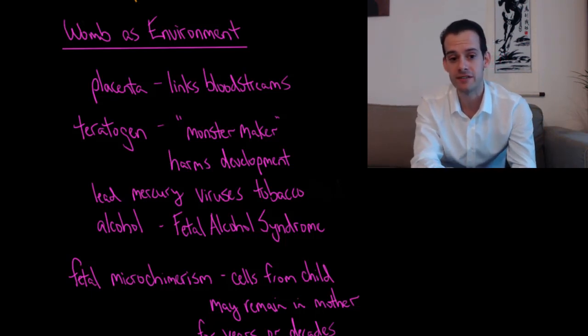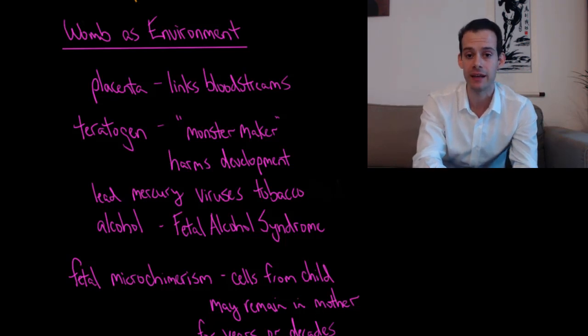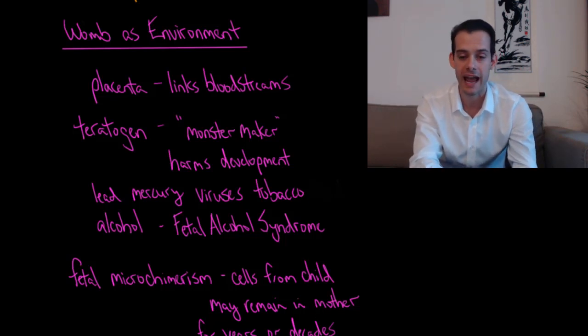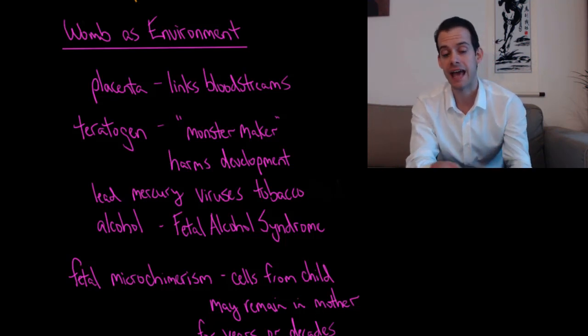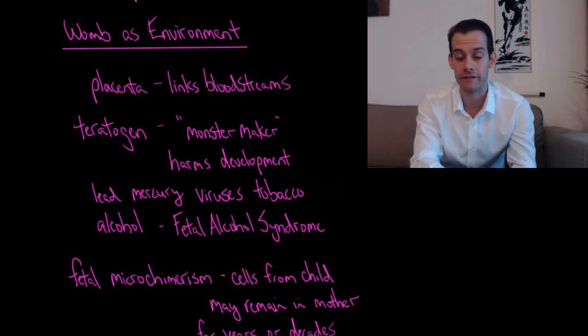And so one way we see this is through the placenta, which is the organ that links the bloodstreams of the mother and the child. And so things that are in the mother's bloodstream can get into the bloodstream of the child, and some of these things can harm development. And these are called teratogens. And teratogen is Latin for monster maker. And this is anything that can harm the development of the offspring.